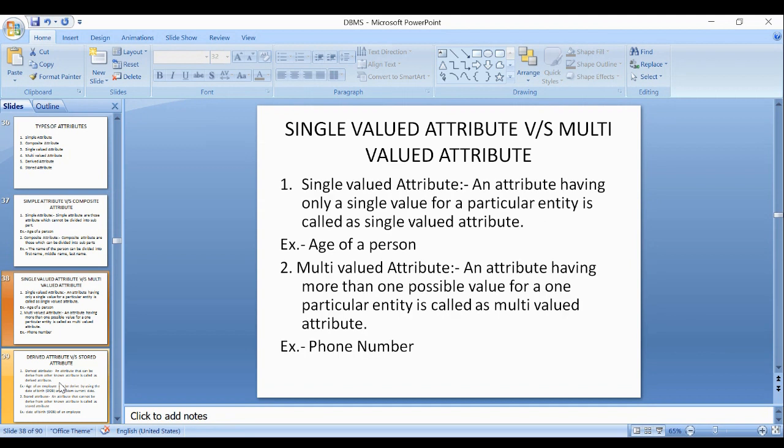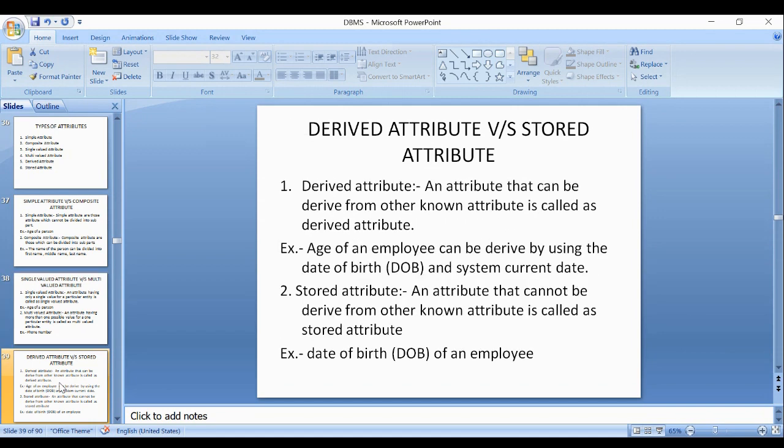The difference between single valued attribute and multi-valued attribute. An attribute having only a single value for a particular entity is called as single valued attribute. Example: age of a person. Now coming to multi-valued attribute. An attribute having more than one possible value for one particular entity is called as multi-valued attribute. Example: phone number.